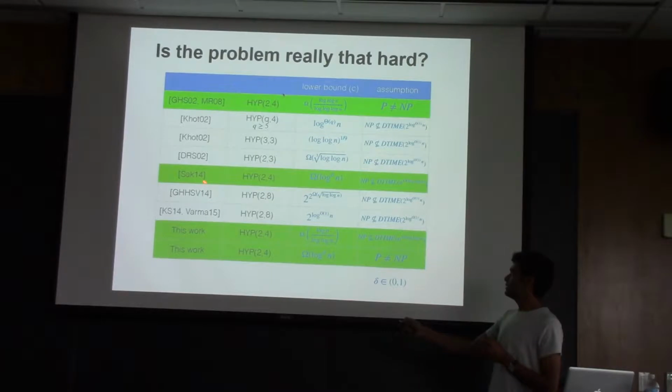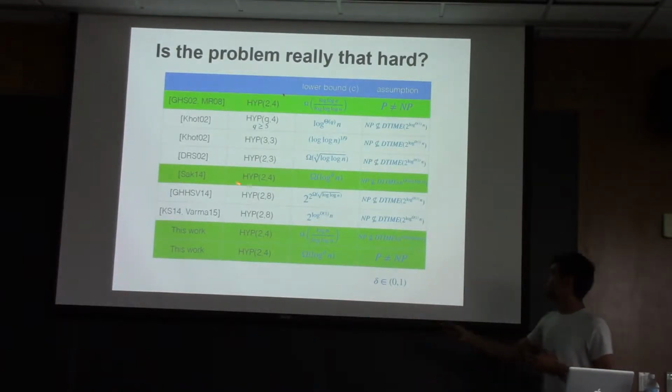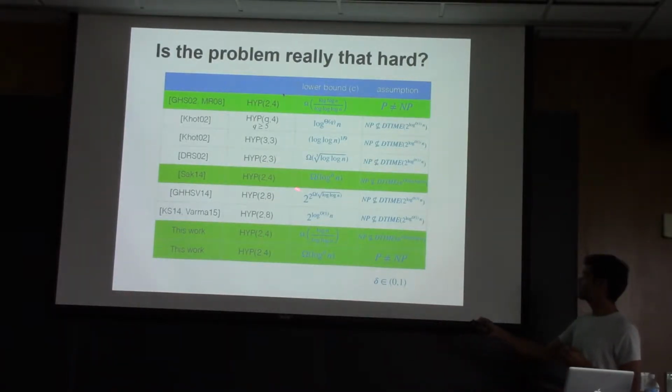Then, more than a decade later, Saket improved this bound from log-log n to log^delta n, or polylog n, where delta is some constant between 0 and 1. Most probably it's very close to 0, some 0.0001. But the point was it improved the log-log n bound to a polylog n bound, but it assumes that NP is not in DTIME n to the log-log n.